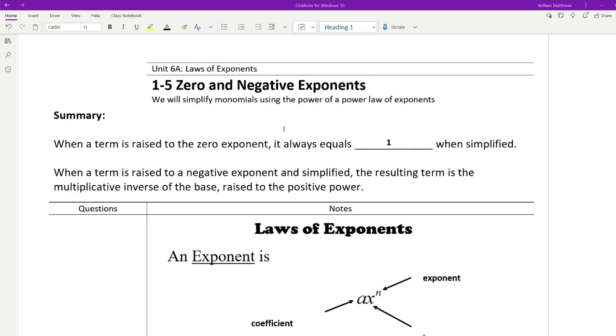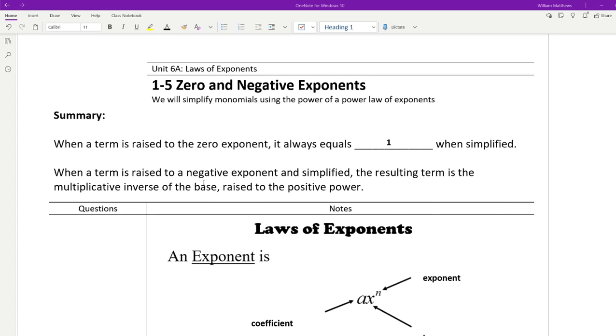Today we will be going over zero and negative exponents. We will simplify monomials using the power of power law of exponents. When a term is raised to the zero exponent, it always equals 1 when simplified. So what we're saying is no matter what the value was originally, what variable we use, if it is raised to the power of 0, it will always equal a value of 1.